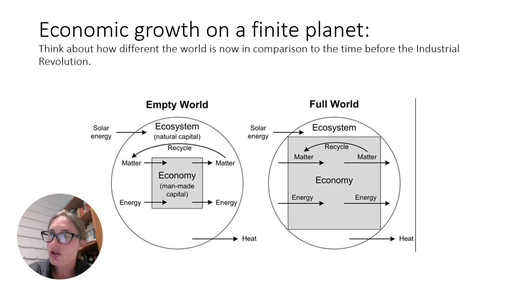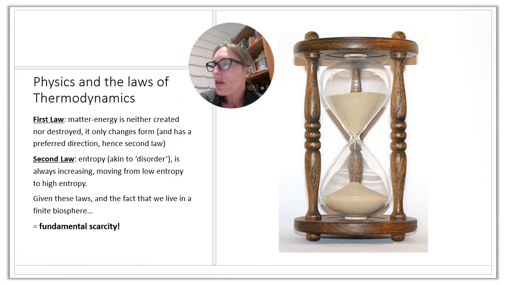Ecological economics, on the other hand, draws on, as Herman Daly puts it in the article that's required reading for this week as well, the laws of thermodynamics. The idea of thermodynamics is that of how matter-energy exists and changes. Its first law is that matter-energy is not created nor destroyed, but only changes form, and it has a preferred direction. And this is the second law, entropy, disorder or chaos. This always increases, and it moves from low entropy to high entropy.